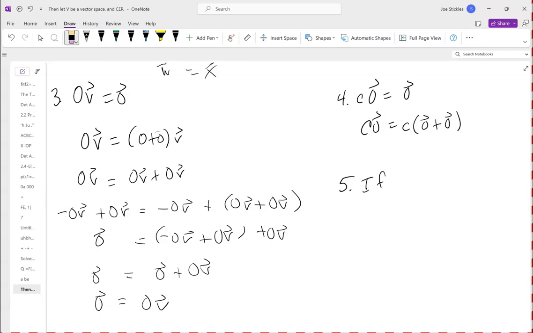Property 5 says that if we have a scalar times a vector and we get the 0 vector, then from your knowledge of stuff that you've done before this class, what would you expect to happen if you have a product that gives you 0? What would you expect has to happen? One of the two has to be 0, right? And that's exactly what the property is here. Then either the scalar is 0 or the vector is the 0 vector.